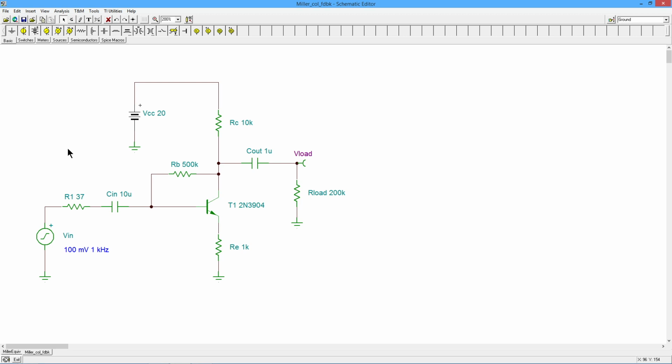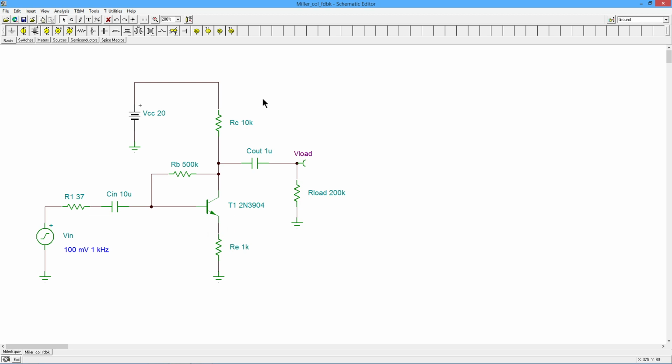In any case, let's take a look at what we get for the DC bias. We would expect this 20 volts to split out between RC, RB, and RE, the actual equation being RB divided by beta, plus the RC, plus the RE. That resistance quantity gets divided into the power supply minus the VBE.